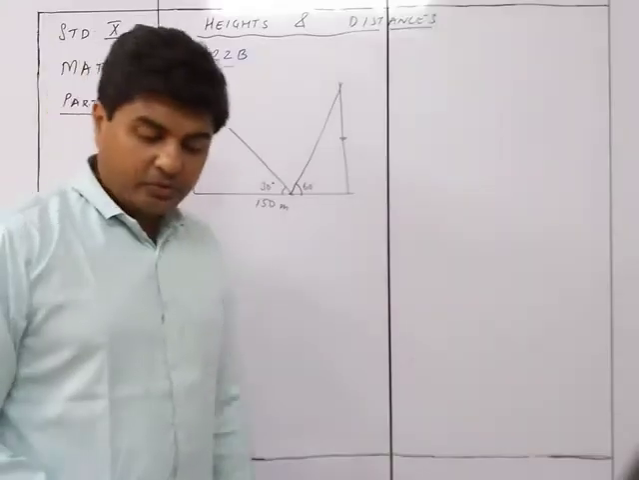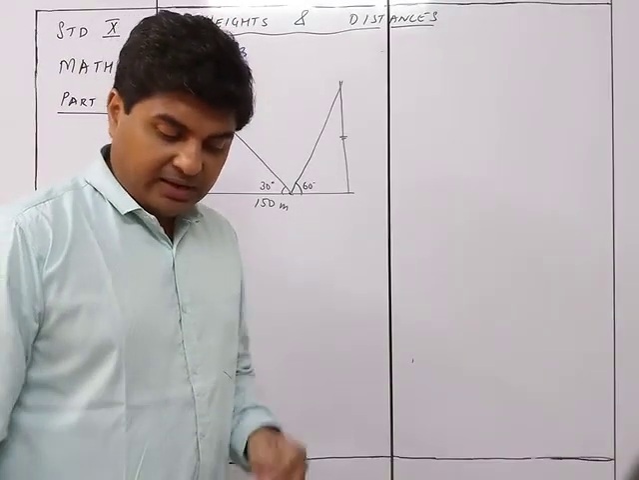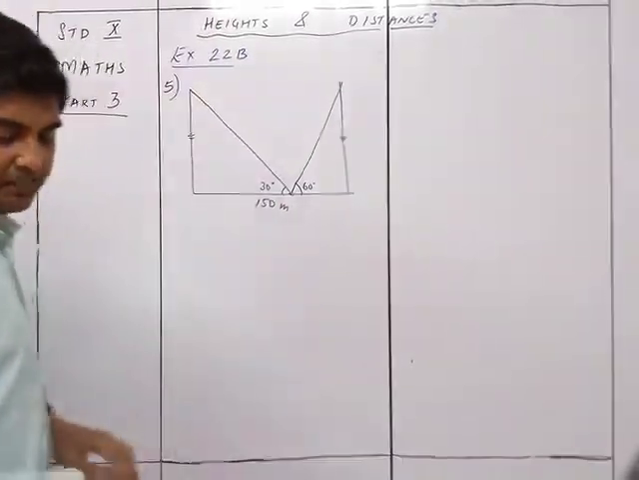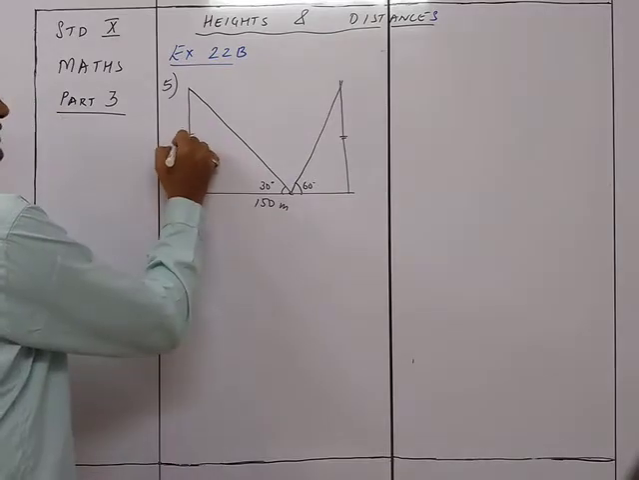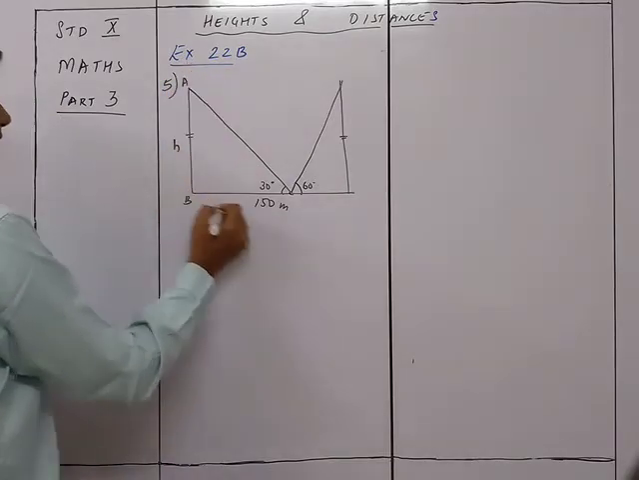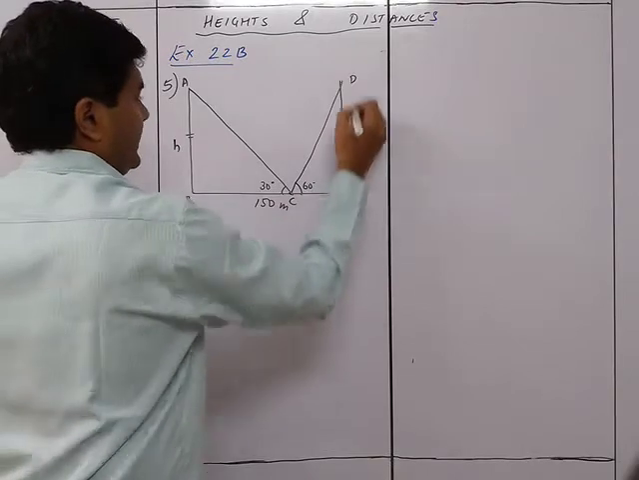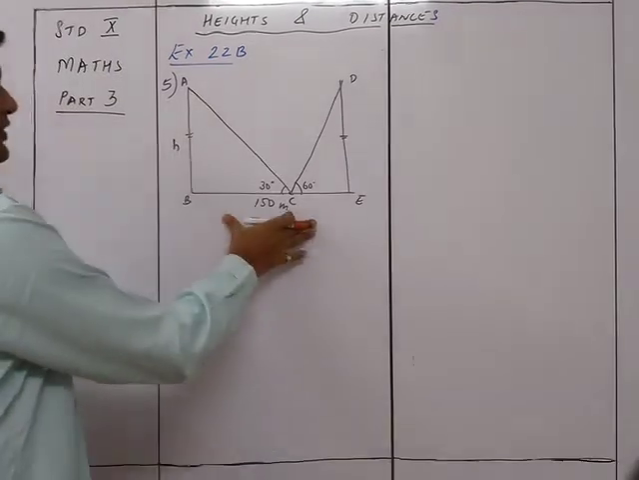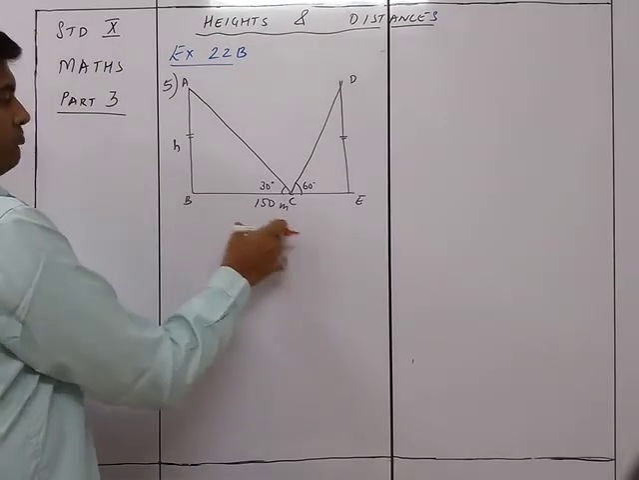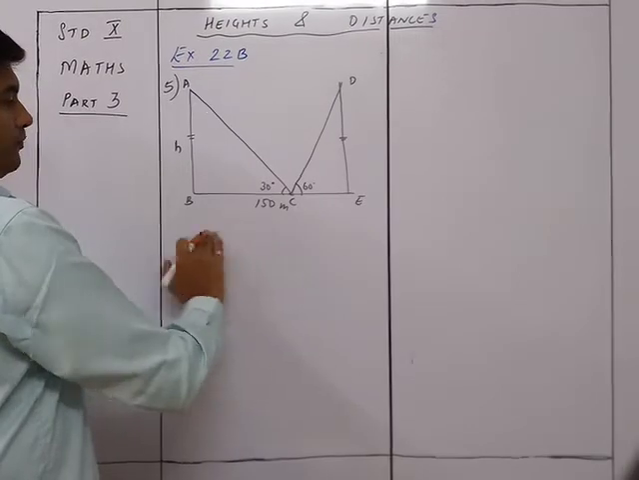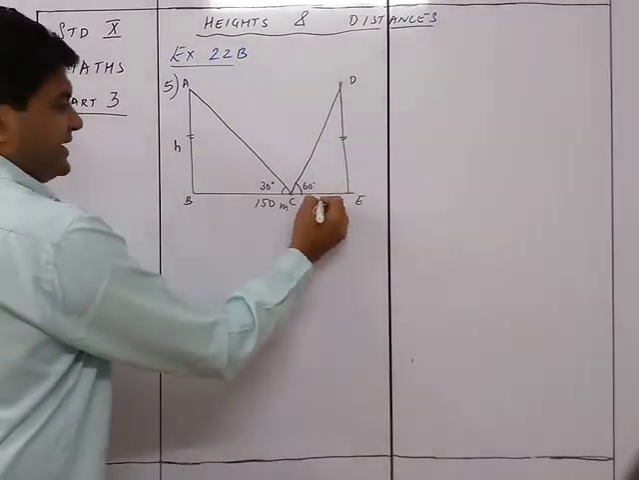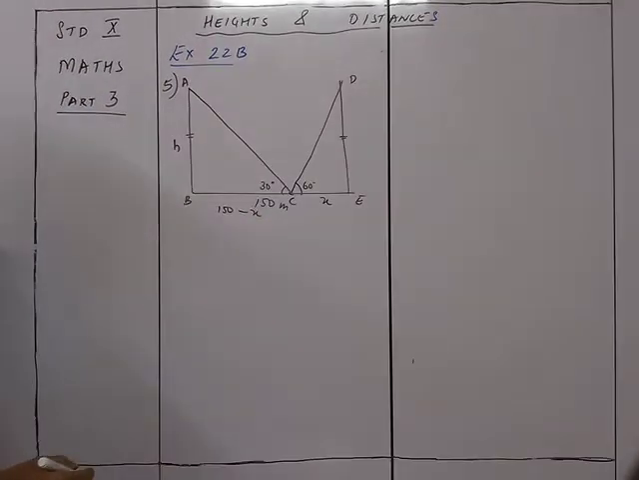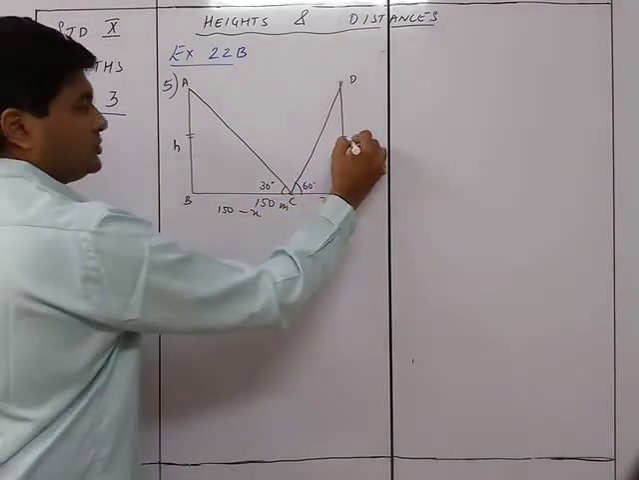It's given to you that on one side it is 60 degrees and the other elevation is 30 degrees. You need to find the height of the pillars and the position of the point. So you need to find out this H. We can take it as A, B, C, this is D and E. What we have is only this 150. We can take this as X, so this will be 150 minus X. This is X and this is H.